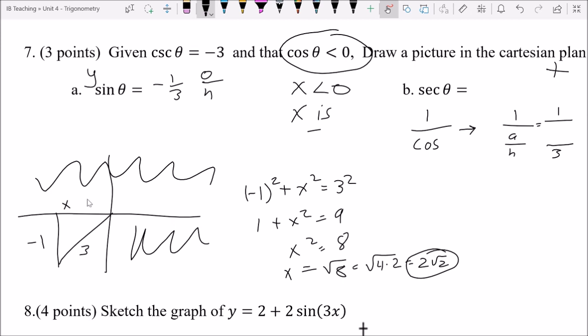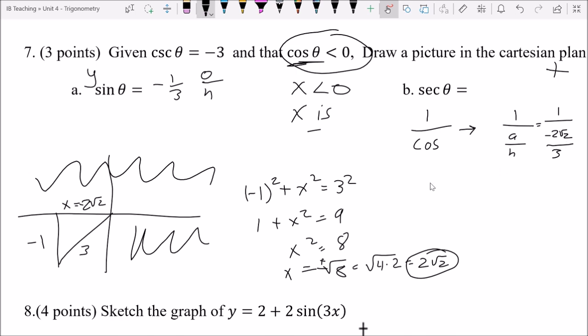Okay, so that's my side that is x, my adjacent side, except I think it's negative because it's going to the left. So I'm going to pop that in here, negative 2 root 2. Now, you guys understand, the calculation didn't say it had to be negative. Technically, it's plus or minus, right? But in context, we see it's negative because it's going to the left, and we're told that cosine is less than 0, so it can't be positive.